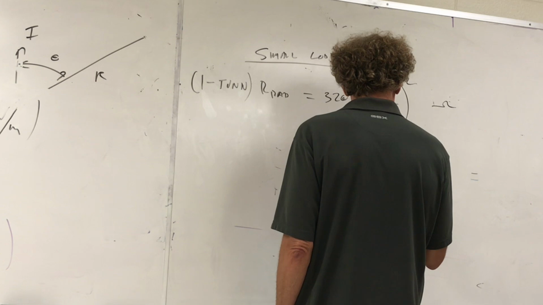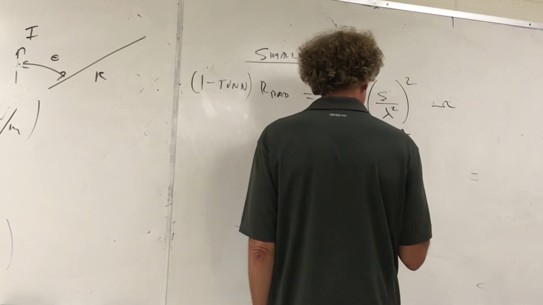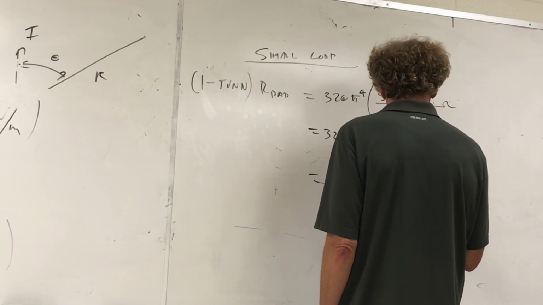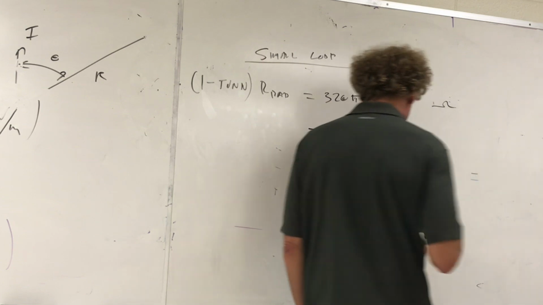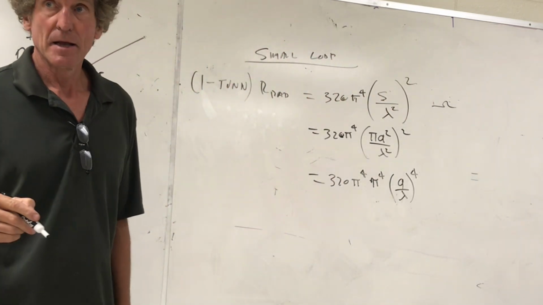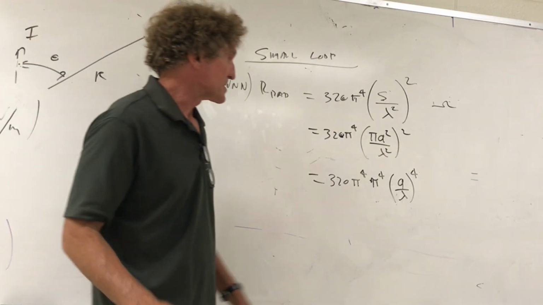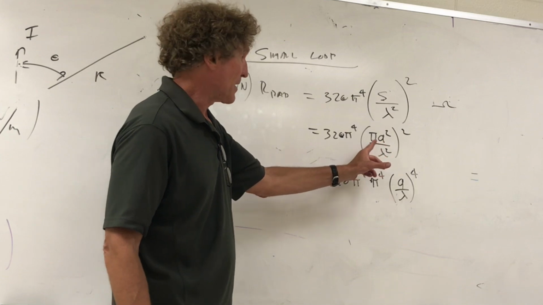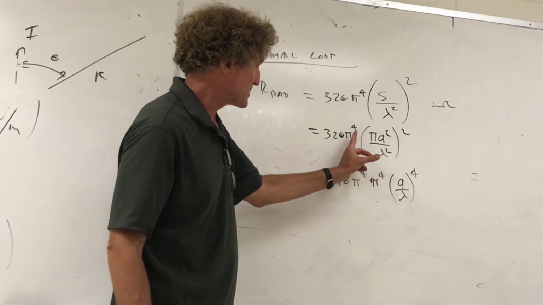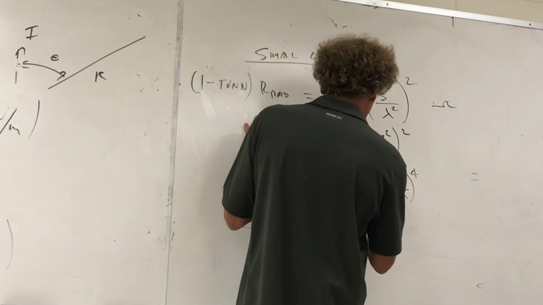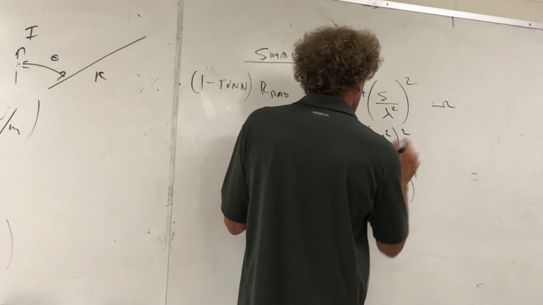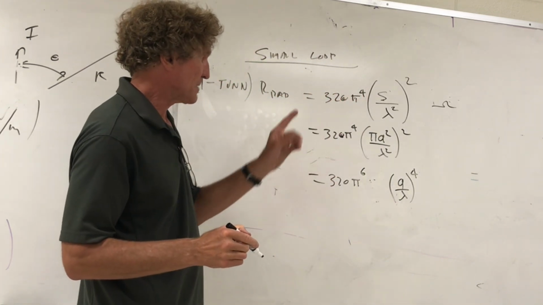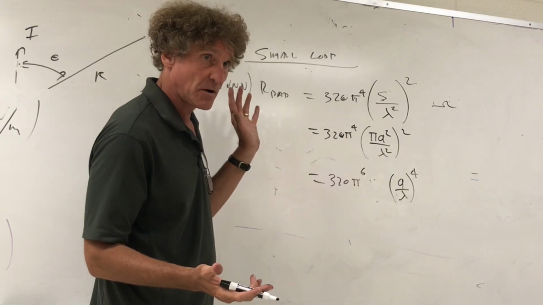Now I'm going to have pi to the fourth again coming out of there. And then I'm going to have a over lambda to the fourth. Y'all with me? Just watch this. S is pi a squared. That's the surface area. With me? Now, this should be pi squared, so this should be pi to the sixth. 320 pi to the fourth times pi squared is 320 pi to the sixth. You all with me on this?